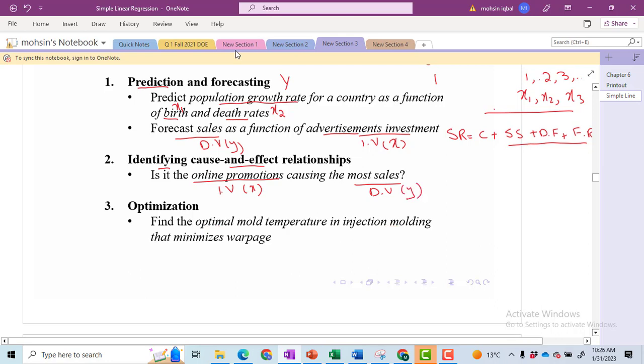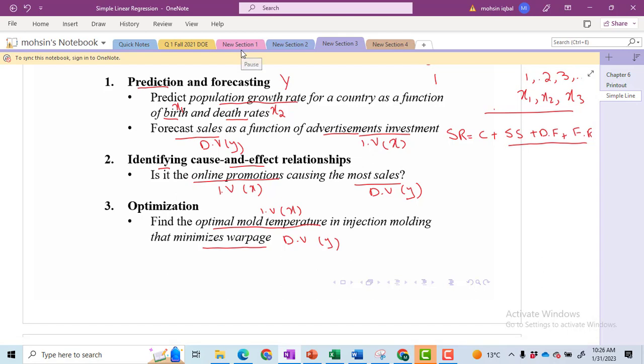The application of regression analysis is also in the field of optimization. We want to find the optimal mold temperature, that is my independent variable, in the injection molding process that minimizes the warpage in the products. So warpage becomes my dependent variable Y. So these were the applications of regression analysis.